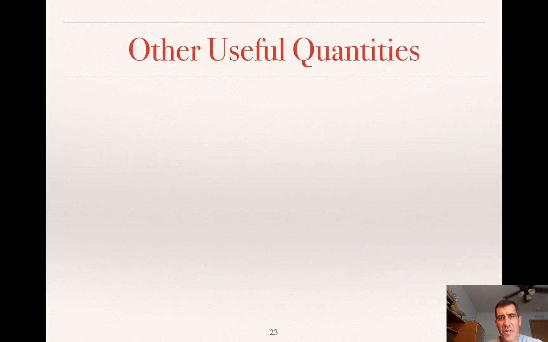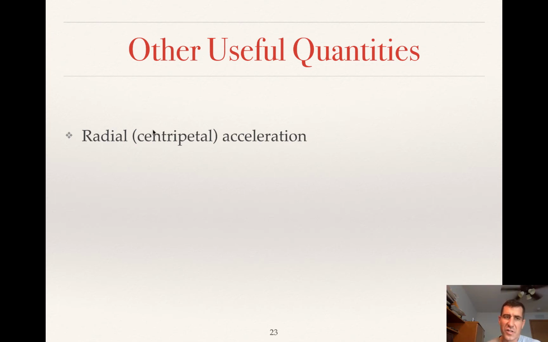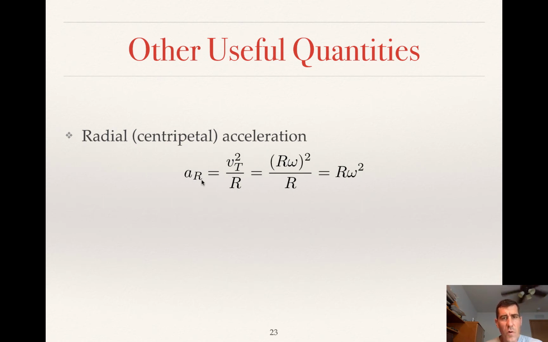Okay, and just a couple other useful things. I think we've mentioned these before, but just a quick reminder. If you're interested in the centripetal acceleration, also called the radial acceleration, remember from before, it's the tangential speed squared divided by the radius r. But the tangential speed we saw was r times omega, so you square that and divide by r. So you can also write the centripetal acceleration as r times omega squared.